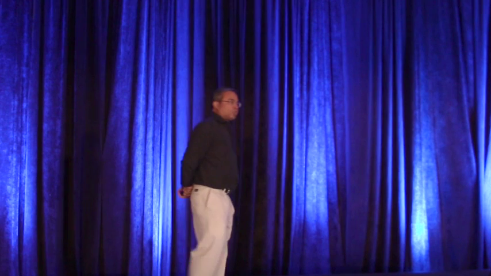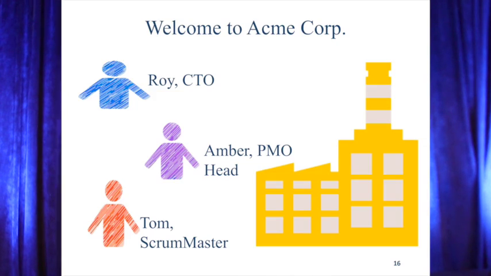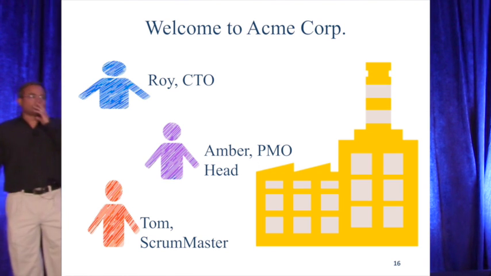And our protagonists over here, whose job it is to scale Agile at Acme Corporation, there's three of them. We have a ScrumMaster, his name is Tom. He's an awesome guy, he's been doing Agile for a while, expert, he's probably got the most Agile experience. We have Amber, she's the program management head, the PMO head. And we have Roy, who's the chief technology officer.